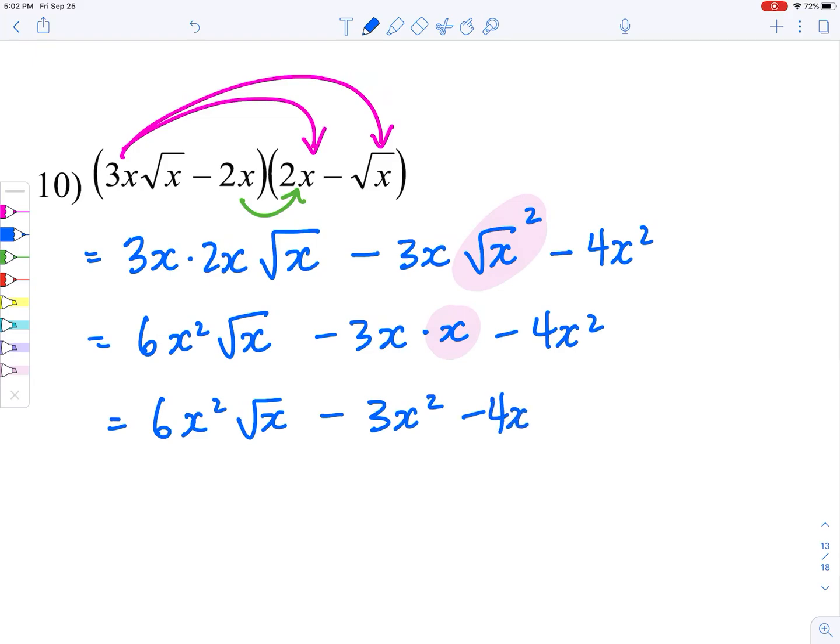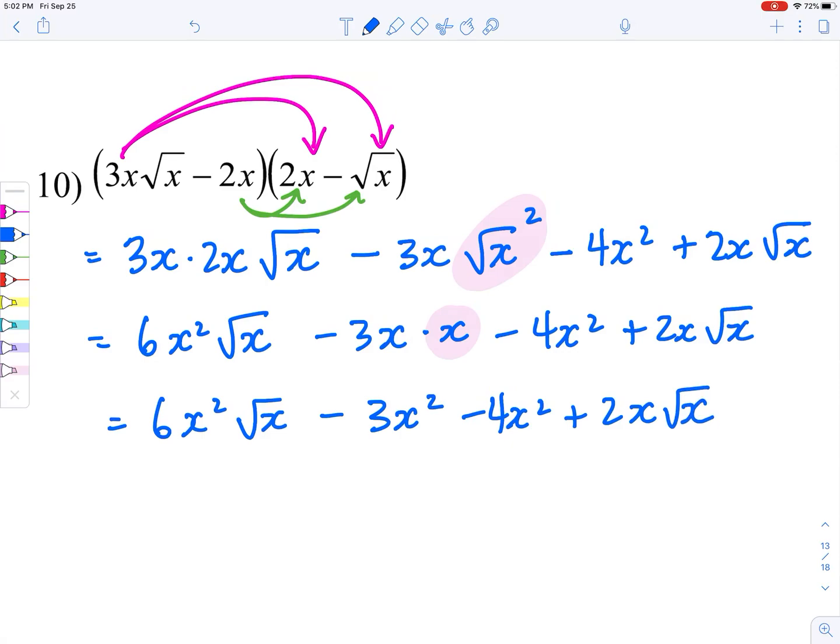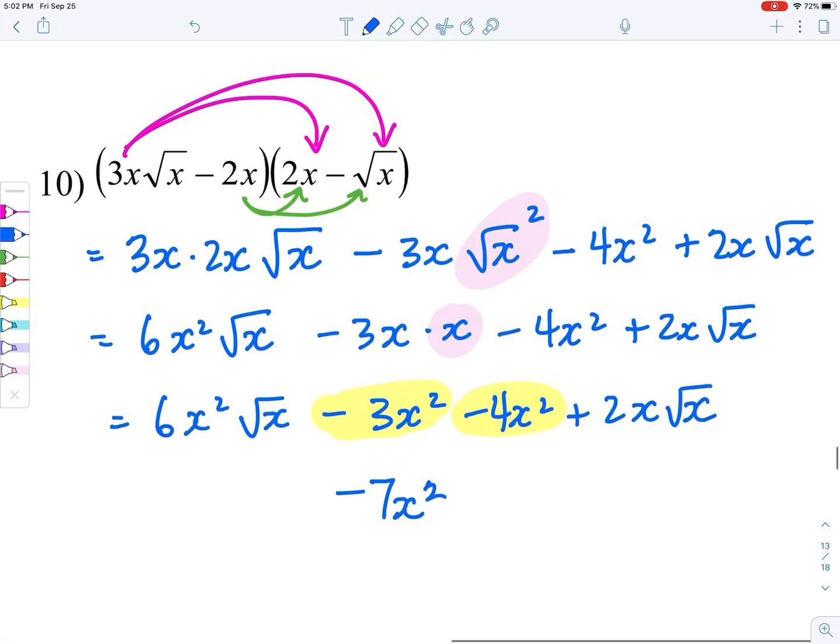We're going to be able to collect like terms there. And then this last distribute is minus 2x. Minus times minus is plus 2x on the outside and a root x on the inside. And I would not be surprised, oh, it doesn't combine. So the only things that we can combine here that are like terms, we have these x squared. So minus 3x squared minus 4x squared gives us minus 7x squared.